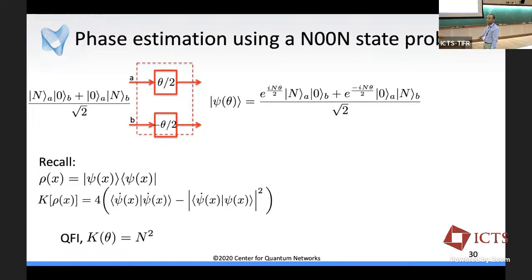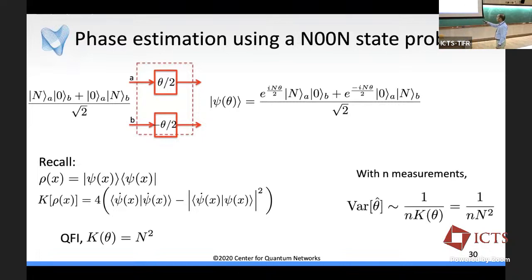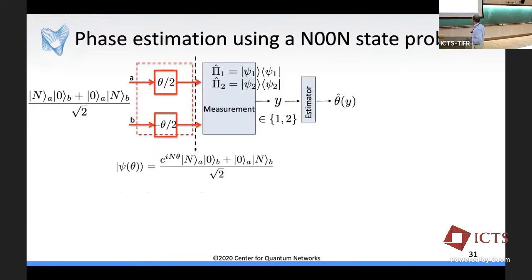And if you do the math, you should see k of theta will come out as n squared. What does it mean? Well, it means that there exists some measurement on this output such that the variance of the estimator will go as 1 over n times n squared. So little n is still the number of copies of this state. So this is what is called the Heisenberg limited sensitivity.